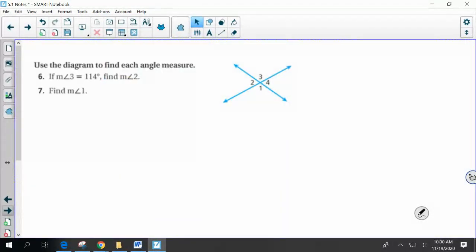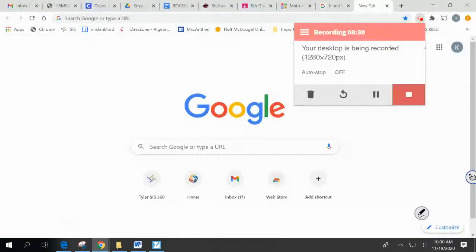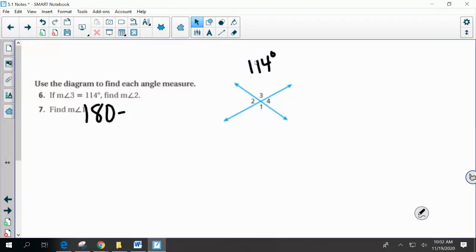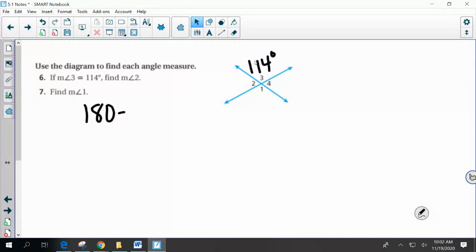Okay, so I'd like you to try this one. So you'll need to pause your video and do this problem. Okay, so if the measure of angle 3 is 114 degrees, find the measure of angle 2. So can somebody share what they did? Subtract from what? 180. Okay, so 180 minus 114 equals what? 66 degrees. So the measure of angle 2 is 66 degrees.